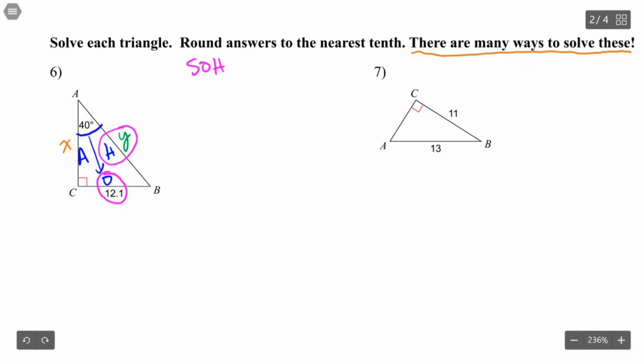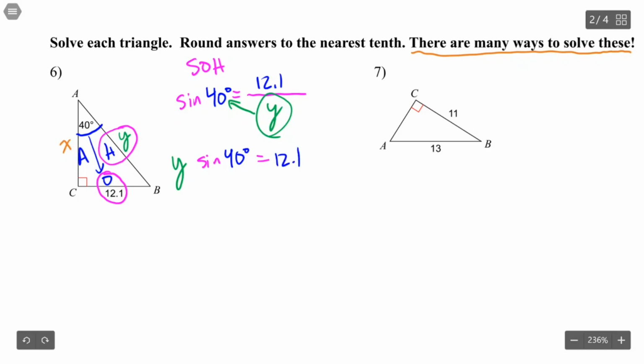That means we're going to use SOH. So sine of our angle, 40 degrees, equals our opposite, 12.1, over our hypotenuse. Okay, y is in the denominator. You cannot solve for y when it's in the denominator. So first step, we're going to cross multiply that up in front. So sine 40 degrees is still just chilling there. And that equals 12.1. Now I'm going to take this whole sine 40 thing and divide it over to the other side.